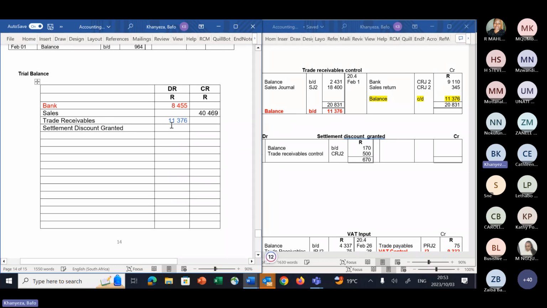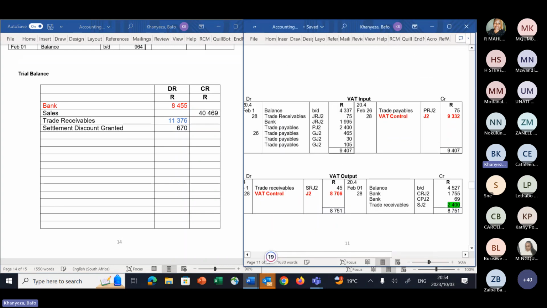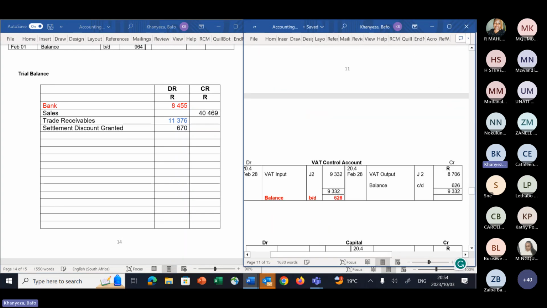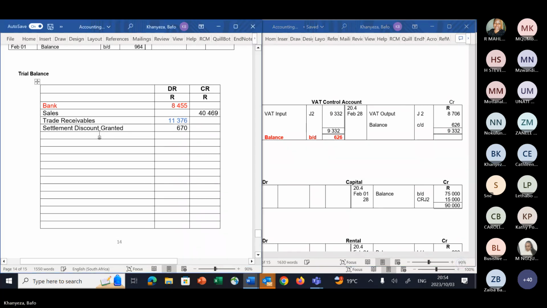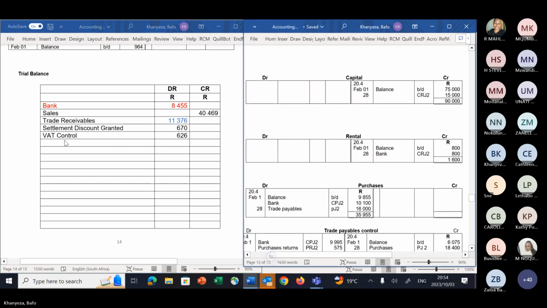So settlement discount granted is 670. Then we move to VAT input. We have to deal with the VAT control account, because VAT input were transferred to the VAT control account. Also, I've shown where these amounts come from, so I'm not going to be highlighting them because these are repeated. Then we move on to capital.